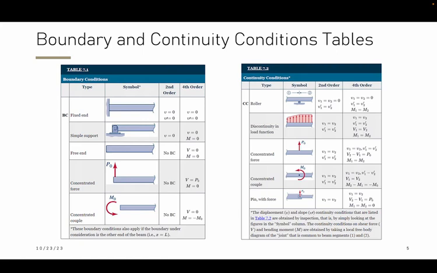Additionally, the boundary and continuity conditions tables are available in the textbook, but these give a good reference point while working on some problems to show what our boundary conditions for the second and fourth order equations would be relative to particular beam setups. Again, most of the ones that we'll do will be related to second order equations, but the fourth order relationships are also provided.